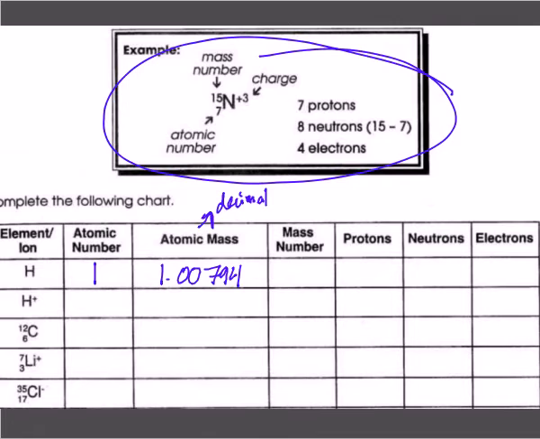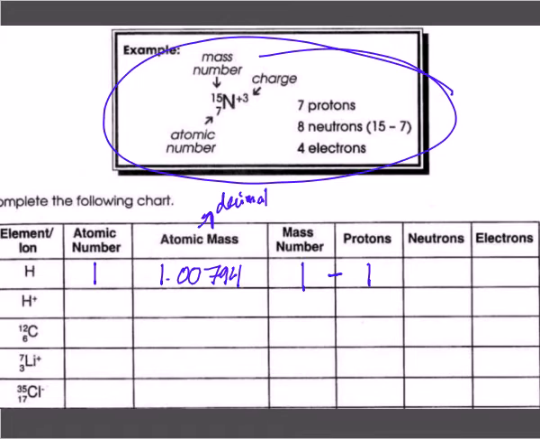Now, mass number. Do they give us a mass number in our element/ion, that first column? No, they don't. So what are we going to do to get our mass number? We don't have to look it up. We're going to round, okay? If they don't give it to us, we're going to round. So when we round that atomic mass, what is it going to be? 1. How many protons does hydrogen have? 1. How many neutrons?